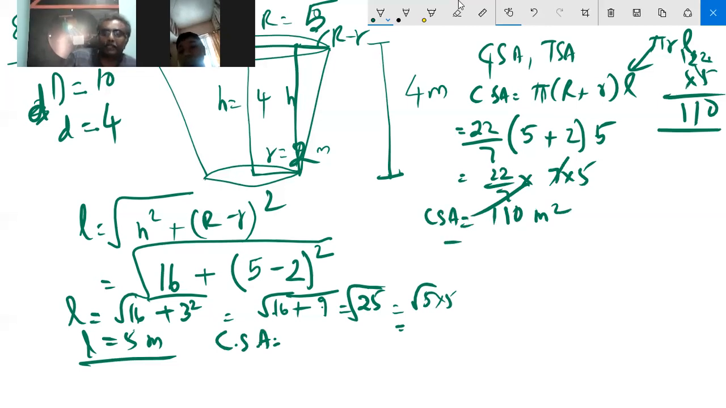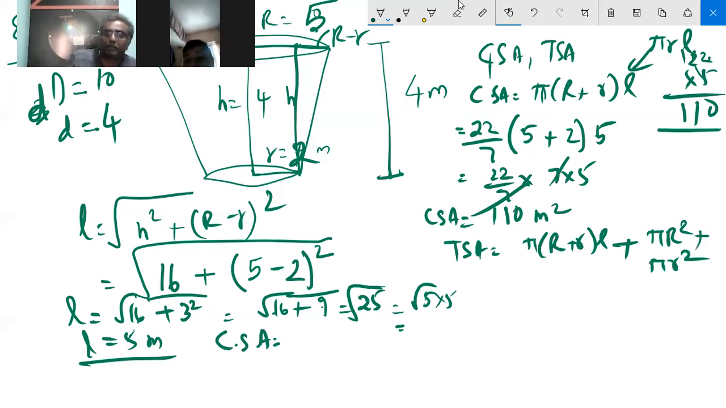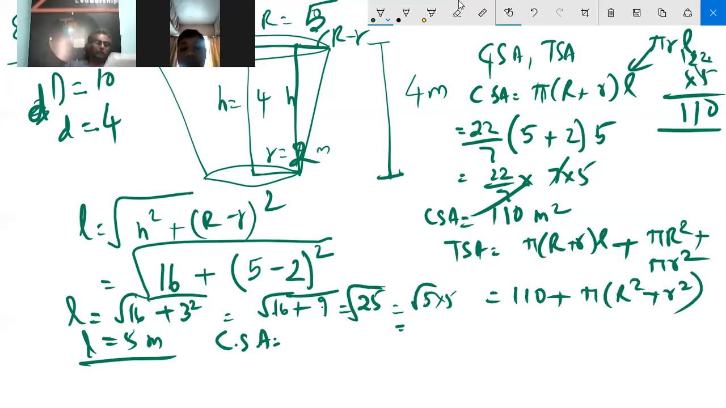Now you have to find TSA. What do you have to add? You have to add pi r squared plus pi R squared. So that means 110 plus pi into R squared plus r squared. That's all you have to add.